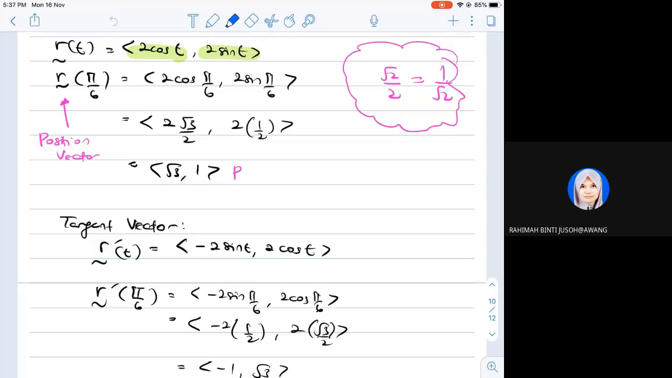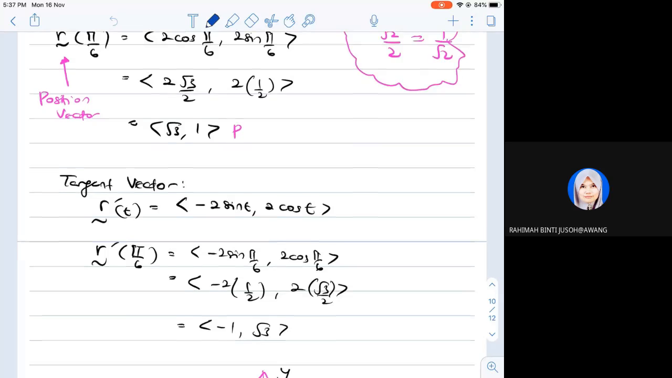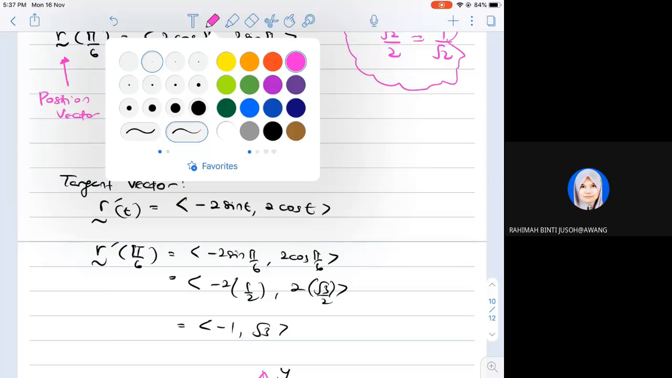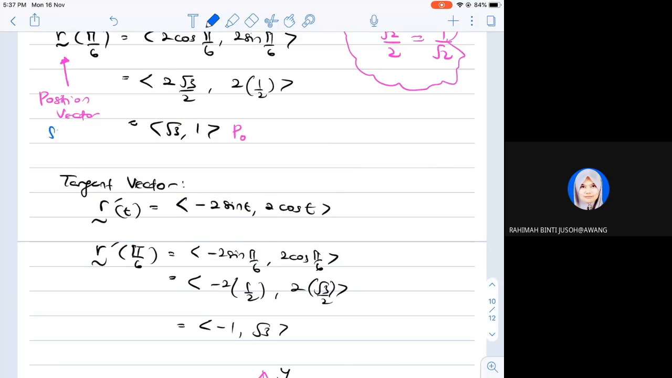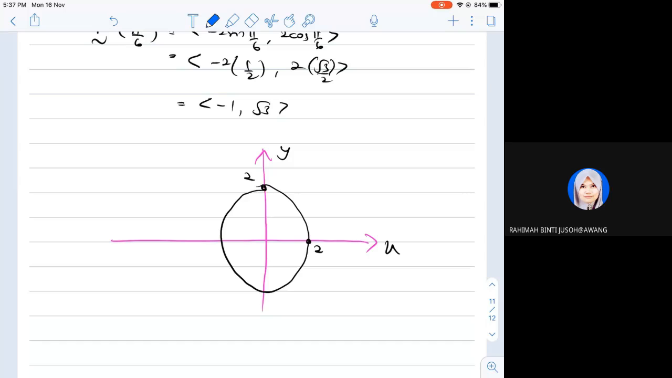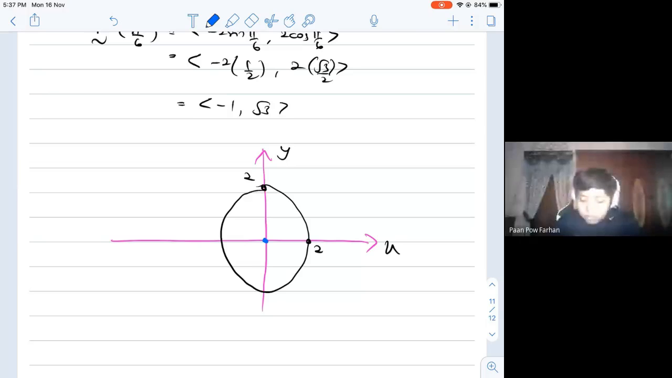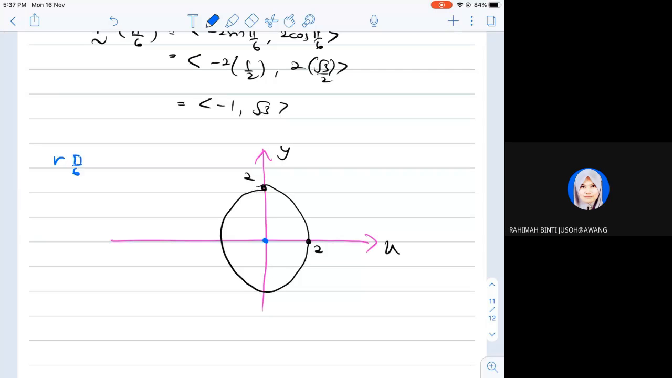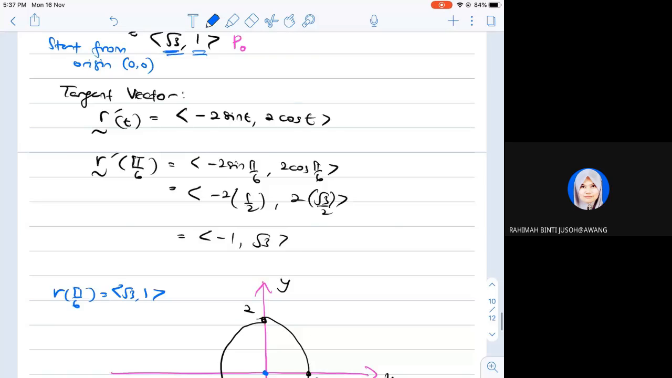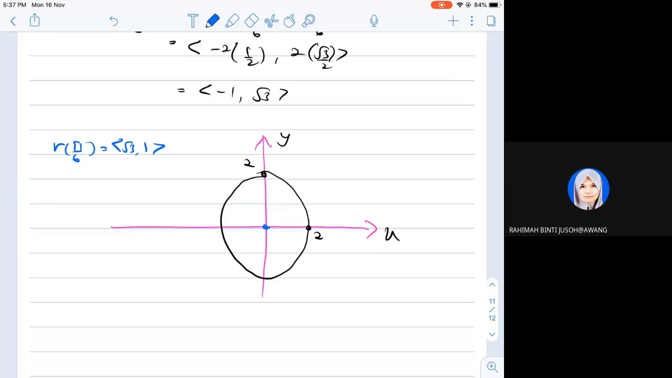Okay, in order to sketch the position vector, we plot from this P naught. We plot from the origin. Start from the origin, coordinate 0, 0. So we have this square root 3 and 1. So start from the origin, square root 3. You move square root 3 to the right or left? Right. Because r at pi over 6 earlier, we got square root 3 and 1. Square root 3 is positive, so we move to the right, square root 3.